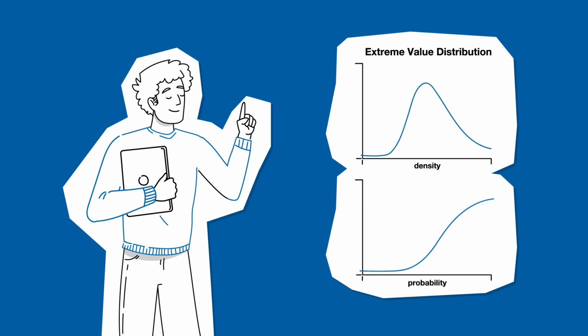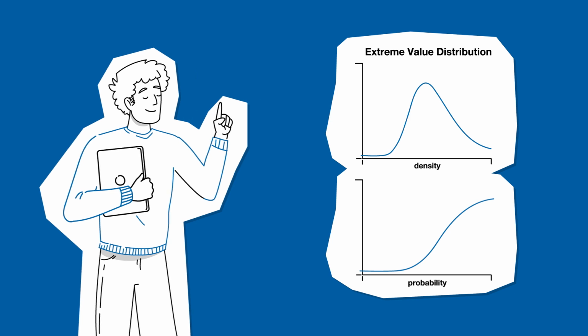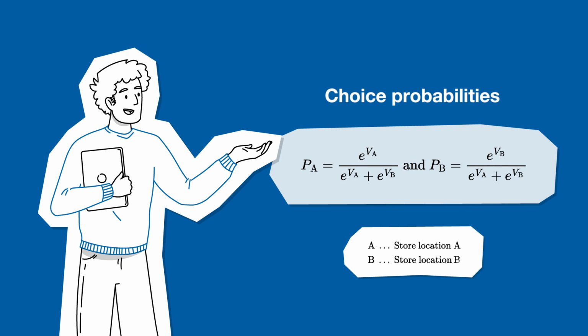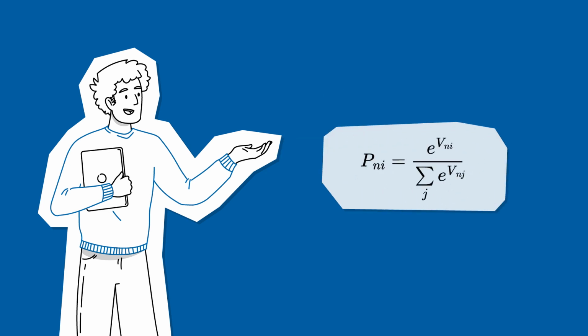He assumes that epsilon follows an extreme value distribution and that epsilon store A is independent from epsilon store B, and so forth. With this assumption, he is able to derive a formula for choice probabilities, which looks like this. By making these assumptions and deriving this formula, he is arriving at the so-called multinomial Logit model.